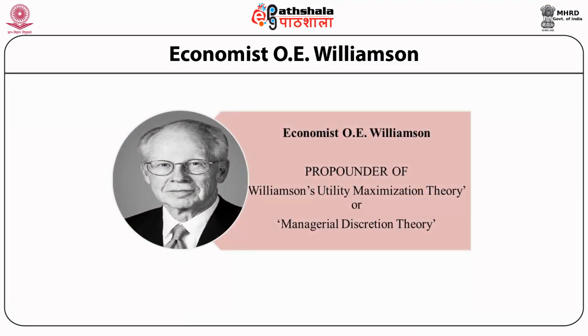Economist O.E. Williamson is the propounder of Williamson's utility maximization theory, which is also known as the managerial discretion theory. Williamson's managerial theory of the firm is popularly known as Williamson's utility maximization theory or managerial discretion theory. He also stood against the notion of profit maximization as the organizational goal, and he favored the goal of utility maximization.